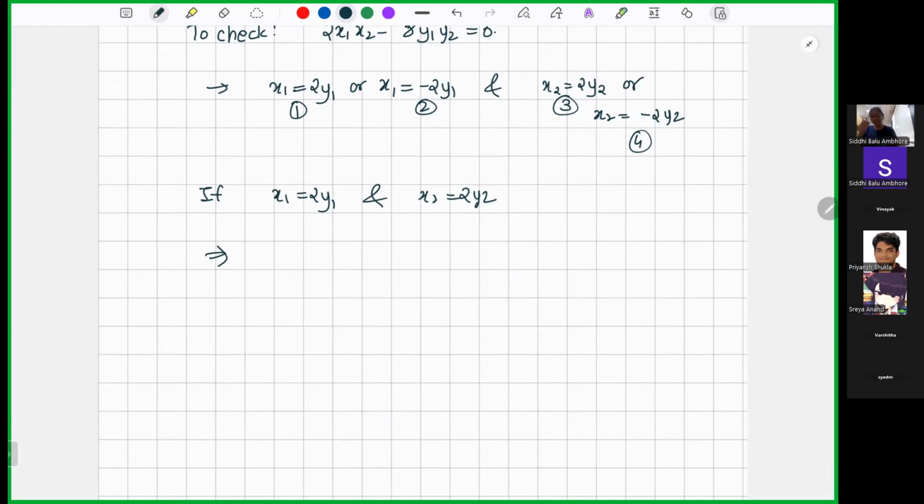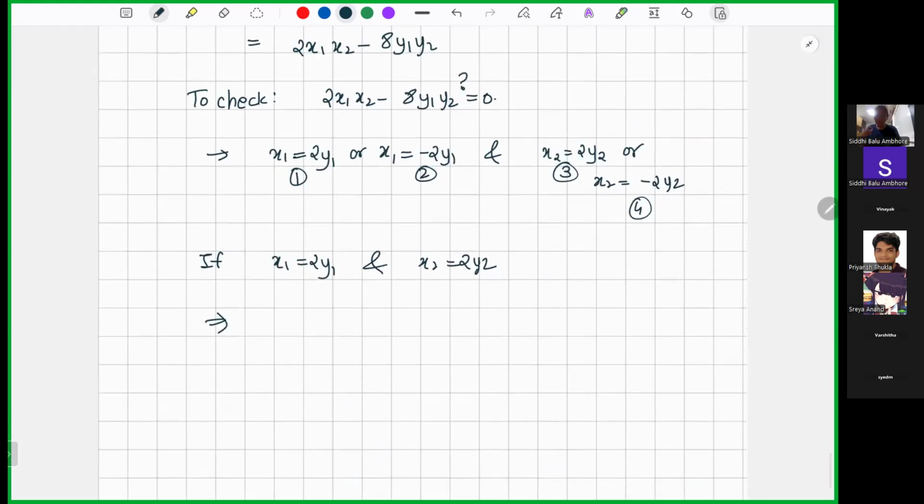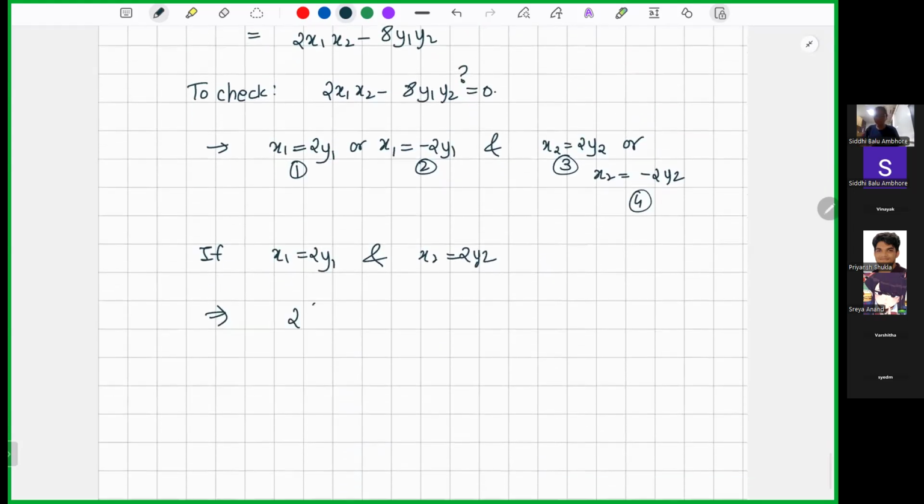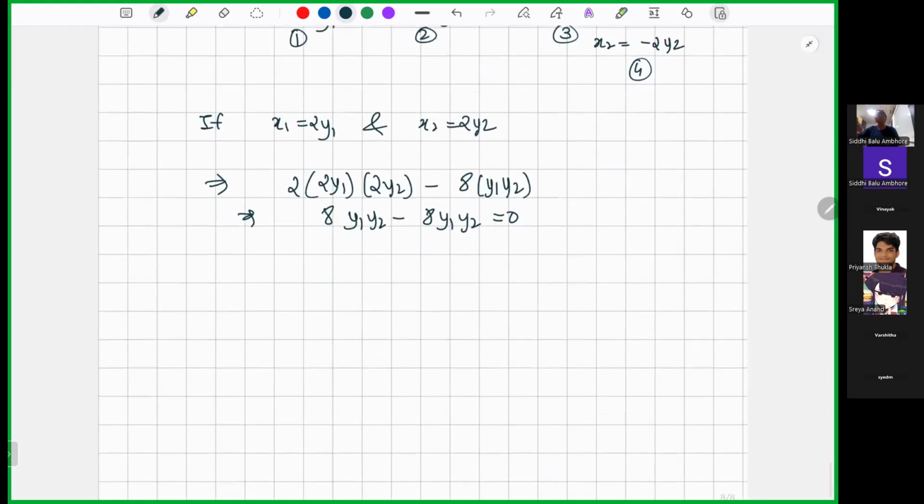Can someone suggest something? What problem we are facing here is that if I substitute 2x1 as 2y1 and 2y2 minus 8 y1 y2, then what we are getting is, yeah, this is correct, right? 8 y1 y2 minus 8 y1 y2, and this is 0. So in the first case, yes, it is 0.